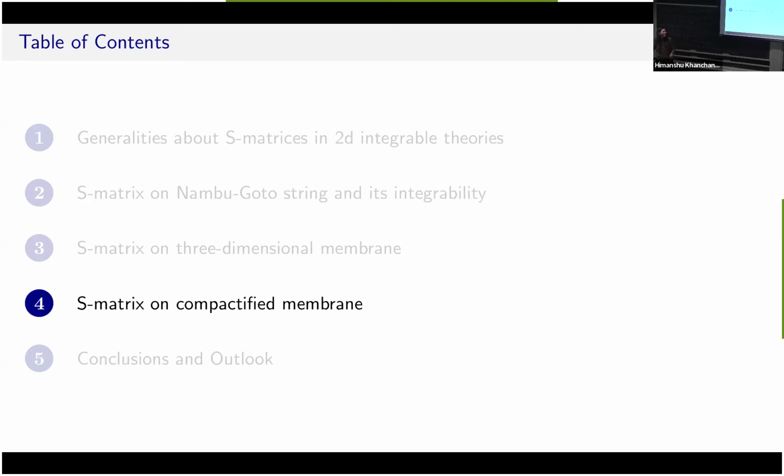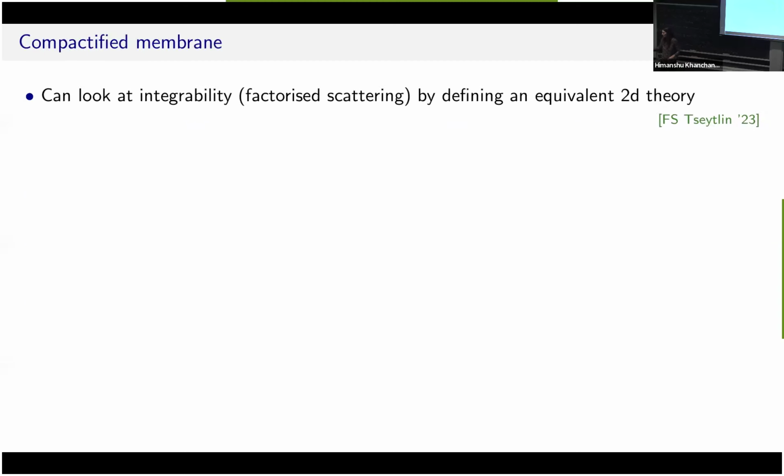All right. So let's go back to the bosonic membrane and look at the compactified theory. Because these scattering amplitudes were for a 3-dimensional quantum field theory, we don't have the tools from integrability to say anything about them. So the idea here is to get an equivalent 2-dimensional description and look at integrability in this compactified theory.